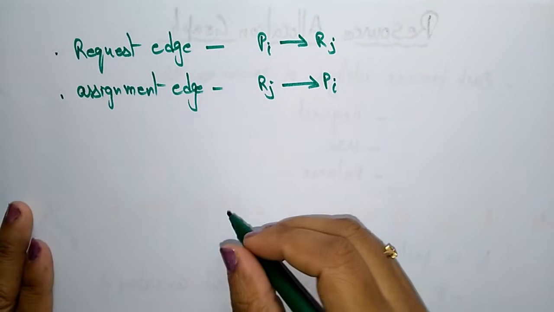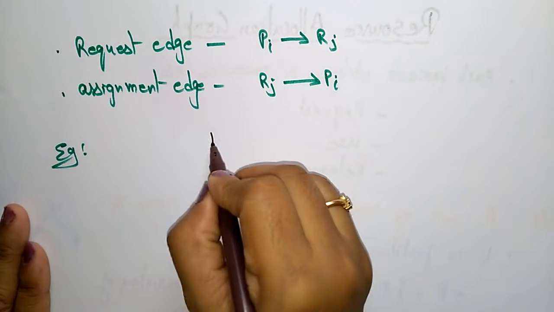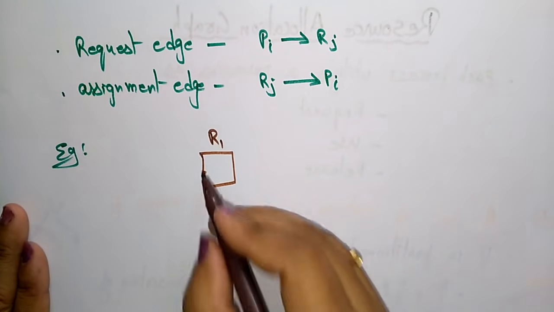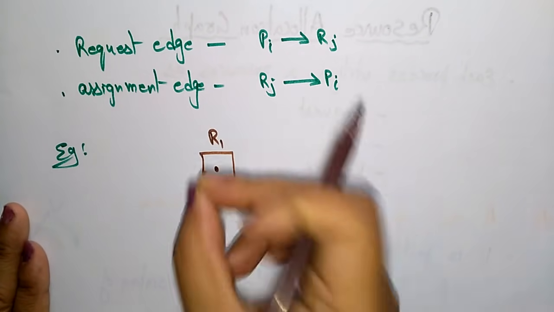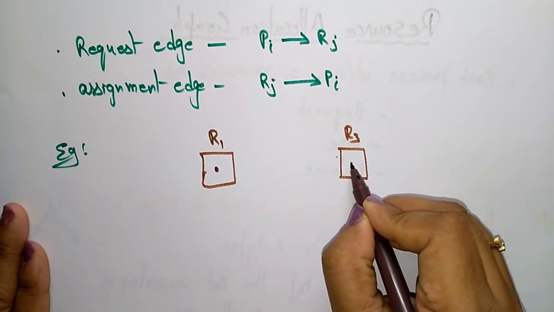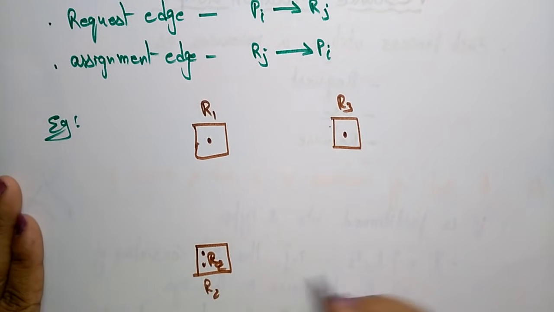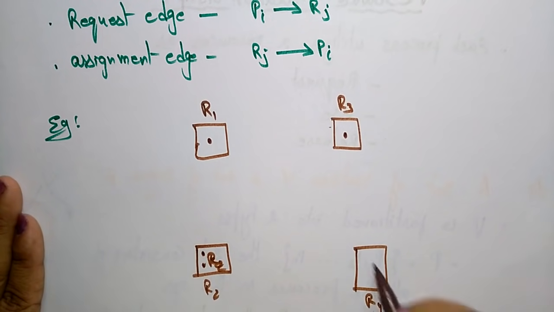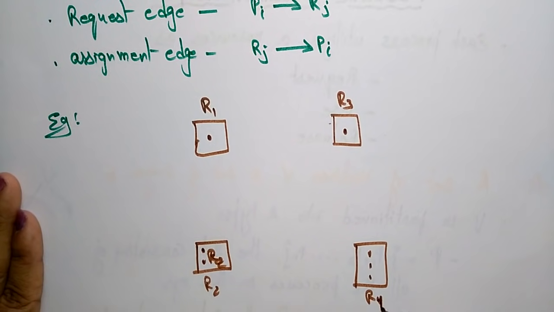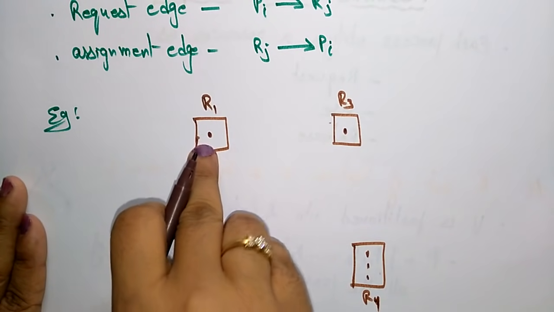Now let us take an example for this resource allocation graph. Let us take the R1 resource. R1 consists of a single instance. The dot indicates an instance present in that resource. R3 has a single instance. R2 has two instances. R4 has three instances, meaning it can share its resources with three processes, or two processes, or only one process. A single-instance resource can be shared with only one process.